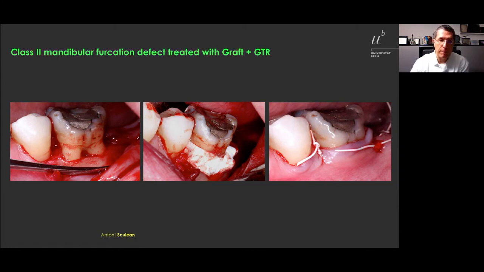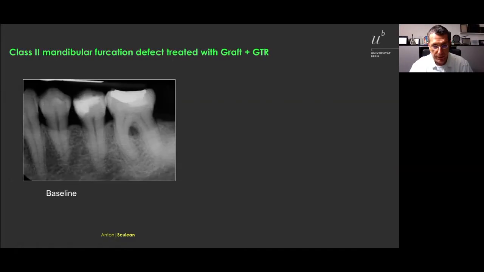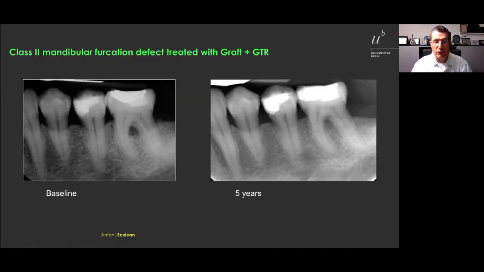Let me show you some examples. Class 2 mandibular molar furcation. Very good indication because here we have a buccal involvement. I opened the flap, harvested some autogenous bone. Of course, the cleaning is very important. Fill the furcation with the autogenous bone, place the membrane, close the flap, and look at the outcome after 5 years. We converted, in fact, a class 2 into a class 1 furcation.